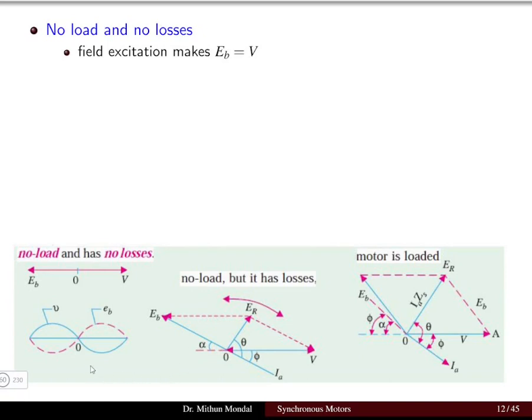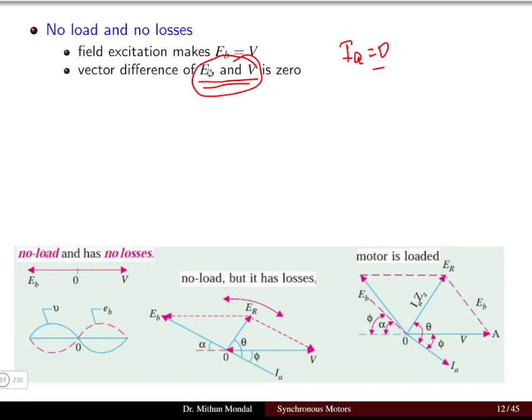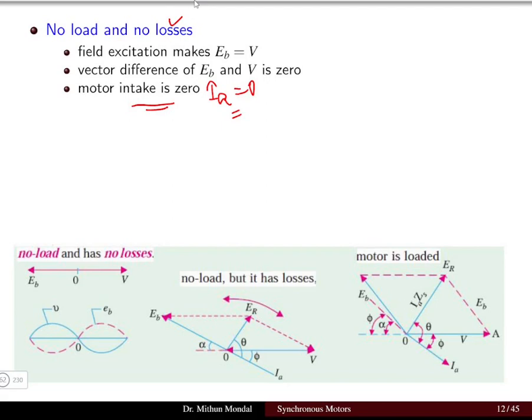So if we see the vector diagram for the no load and no losses case for a synchronous motor, we will find that the field excitation will make the back EMF equal to the supply voltage, and the vector difference of EB and V will be 0. If the vector difference is 0, obviously the current flowing in the armature will be 0. So the motor intake is 0 and there is no current being taken by the motor. So there are no losses as well.